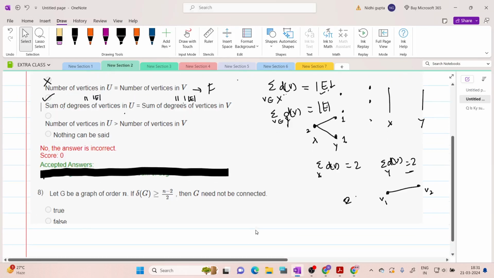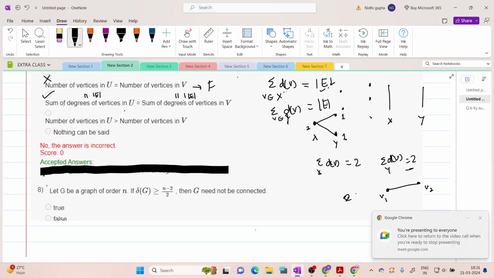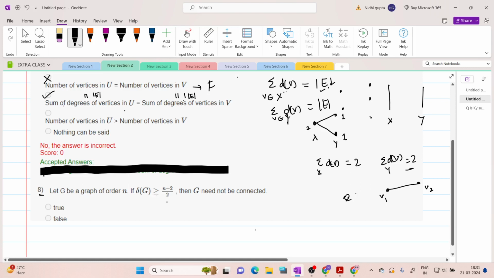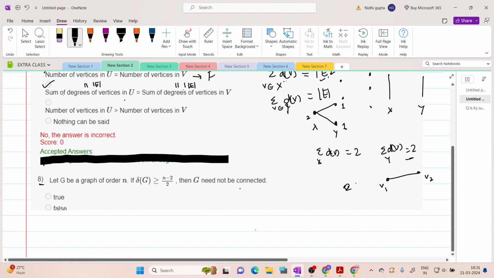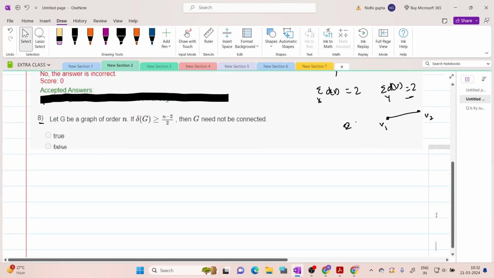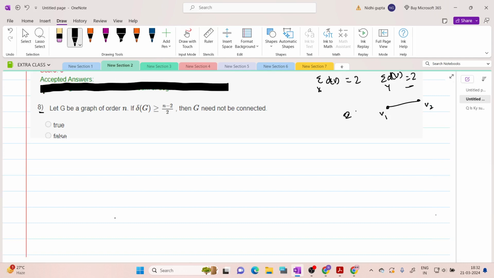Now, the next question is: if G is a graph of order n and minimum degree is greater than or equal to (n minus 2) by 2, then G need not be connected. True or false? So, what do you think? Is it true or false?